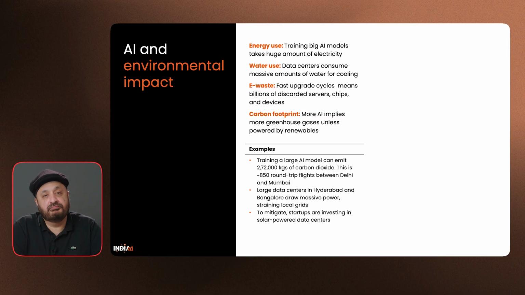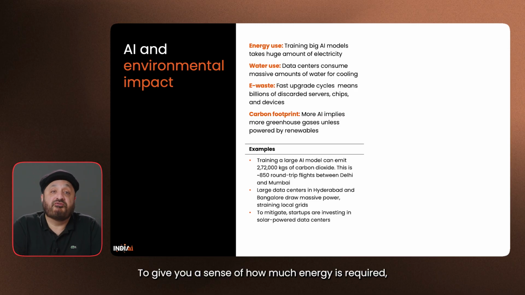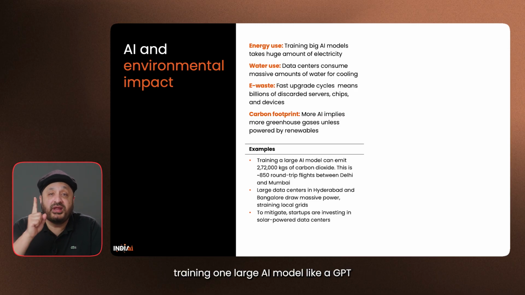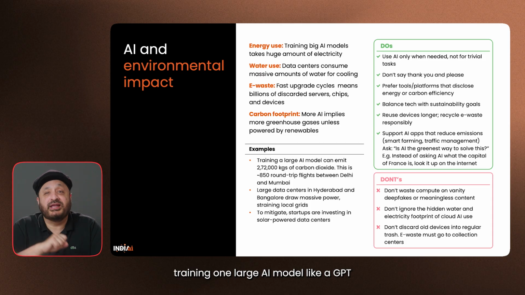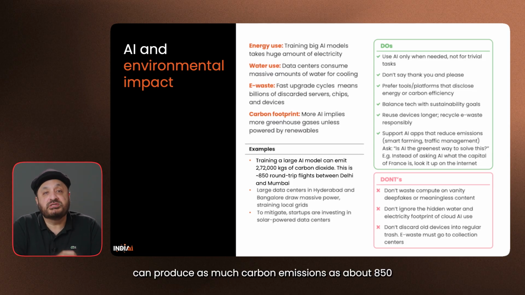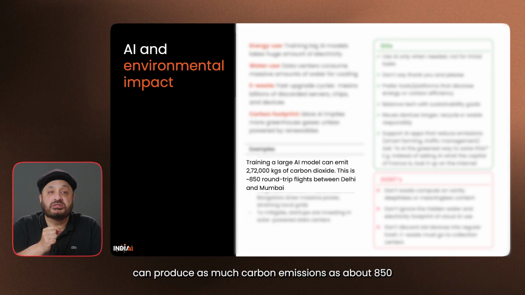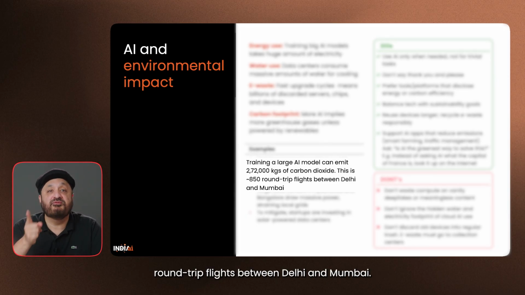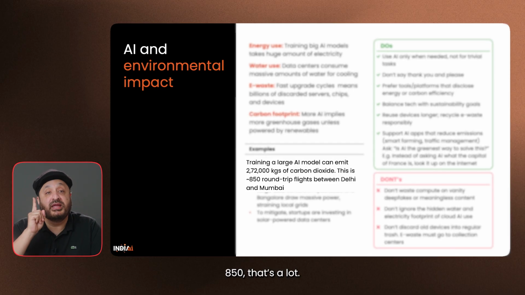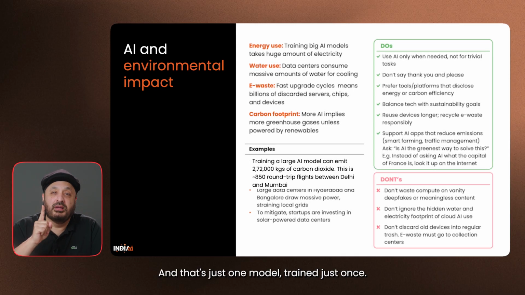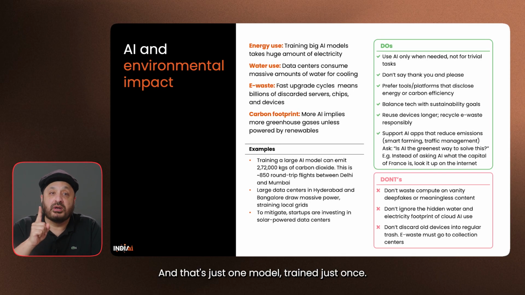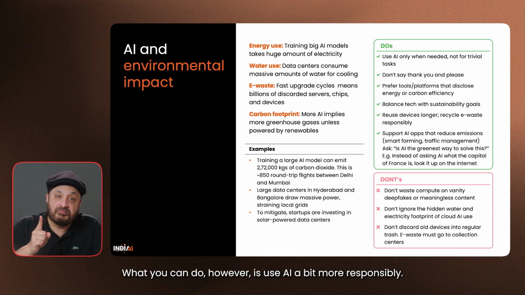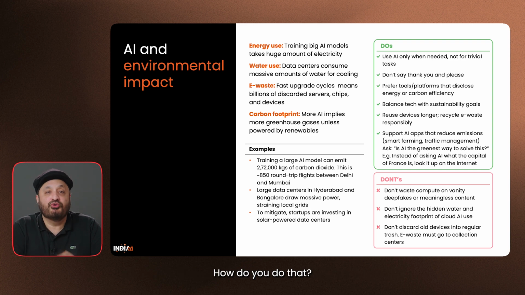To just give you a sense of how much energy is required, training one large AI model like GPT can produce as much carbon emissions as about 850 round trip flights between Delhi and Mumbai. 850, that's a lot. And that's just one model, trained just once. What you can do, however, is use AI a bit more responsibly. How do you do that?